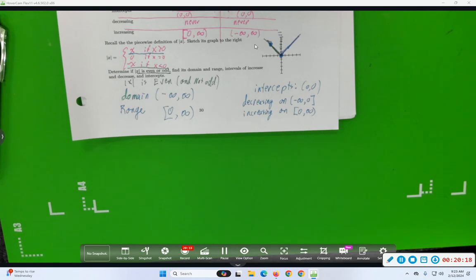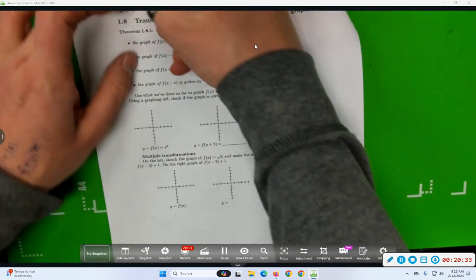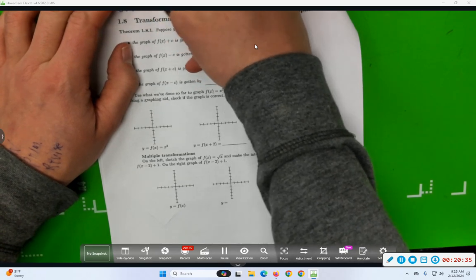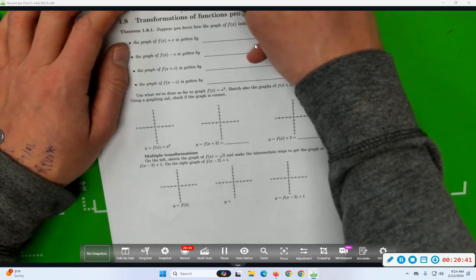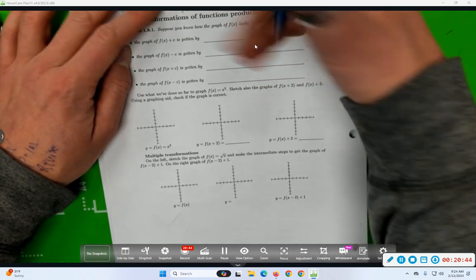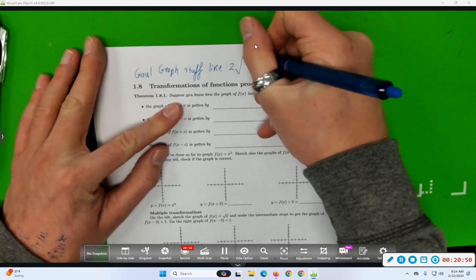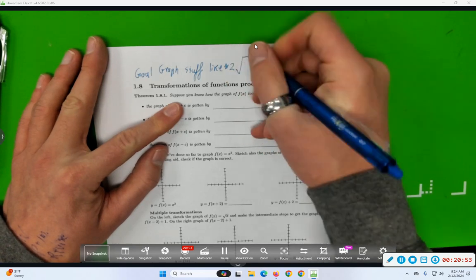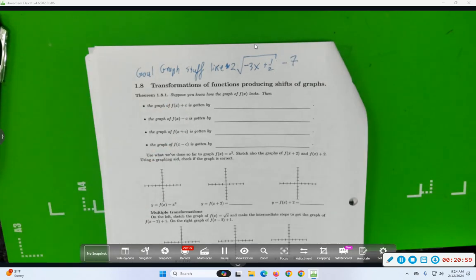All right, so let's start combining these ideas with some algebra. Let's start transforming functions. So our goal is to graph things that look like, let's say, 2 times the square root of negative 3x plus 1/2, minus 7. Figure out how to graph things that look like that.